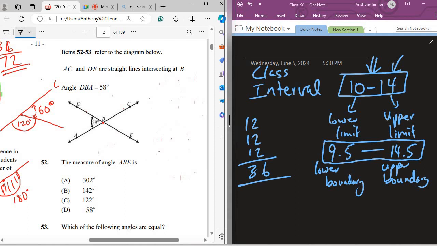Right. Which angle is expected to be 58? Let me number them: 1, 2, 3, and 4. Angle 1, angle 2, angle 3, or angle 4. Which angle should be 58? Angle 3, because they are vertically opposite. Very good. But are they asking about angle 3?